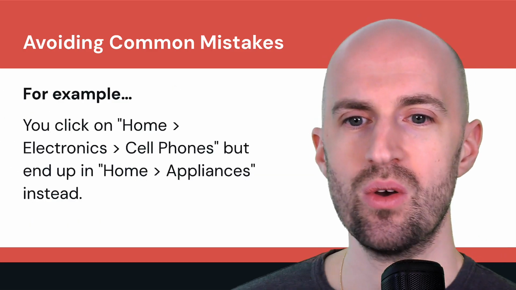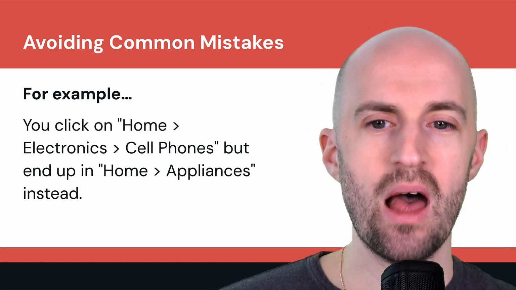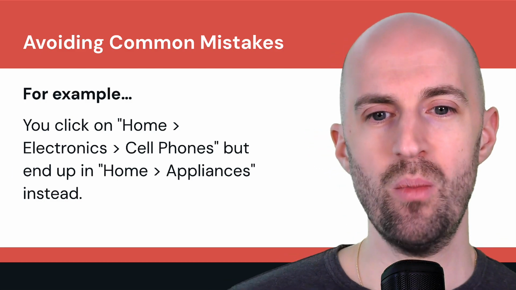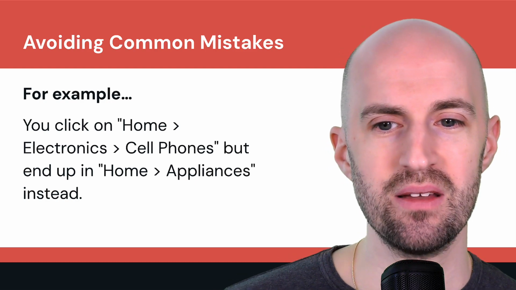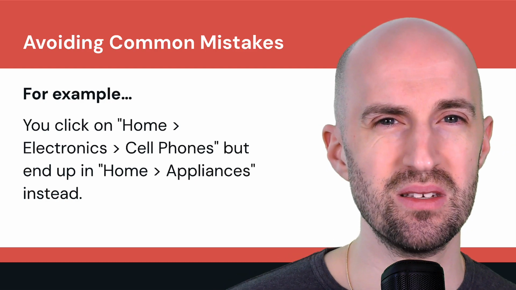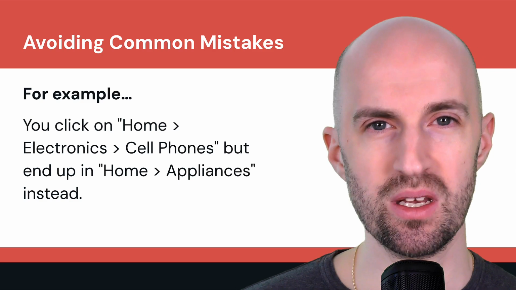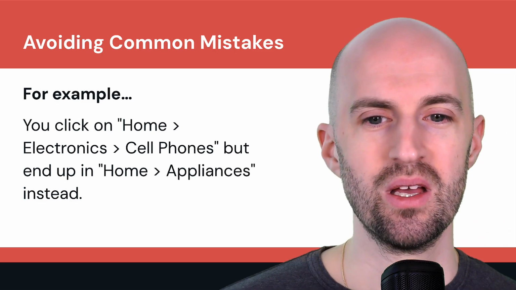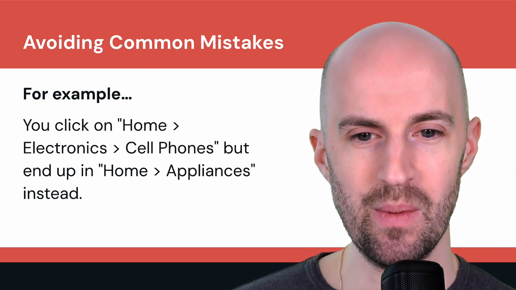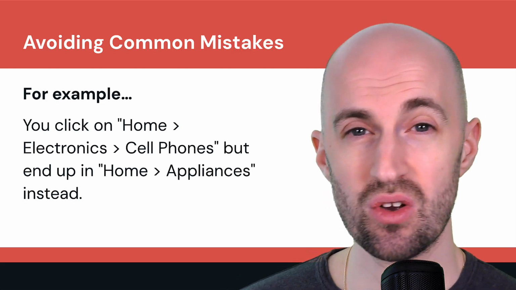For example, let's say you click on the home, electronics, cell phones or mobile phones section of a site. But then when you click on that, you end up in home appliances because it was labeled incorrectly, or it was in the wrong category, or there's a weird redirect happening. So you want to make sure that it's not confusing either.